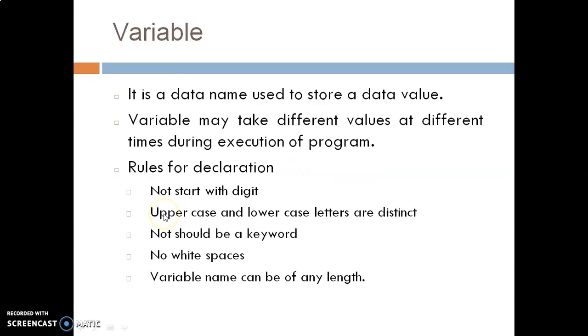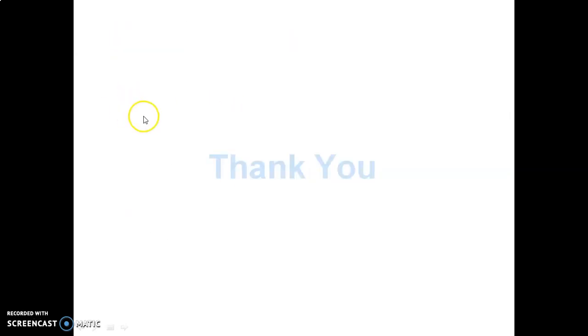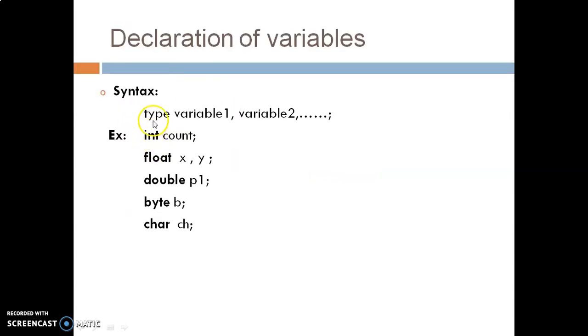This is one example of the syntax that we are using for declaration of a variable. The syntax is: type, that is data type, then variable 1, variable 2, anything. For example, int count. Count is the name of the variable and this is the type. As you can see here, this is the syntax. Similarly, float is the data type and these are 2 variables. This is again a data type, double, and this is again a data type.